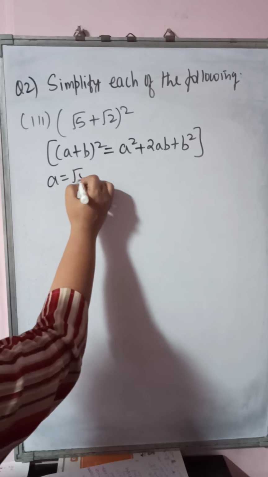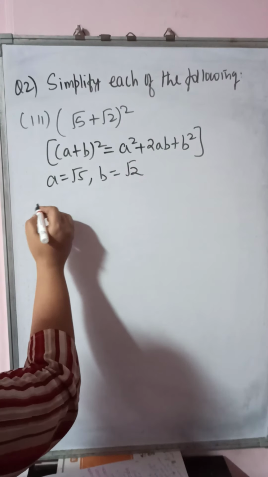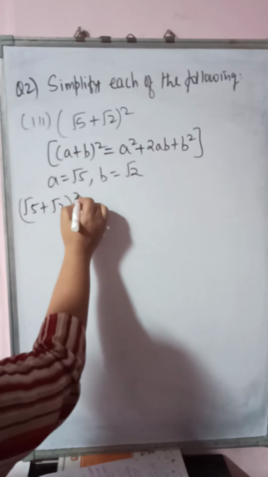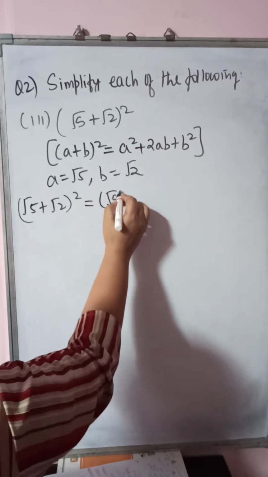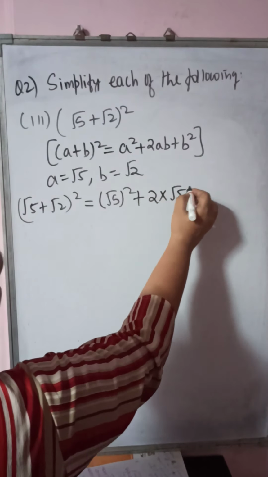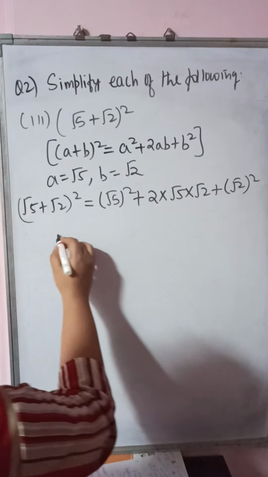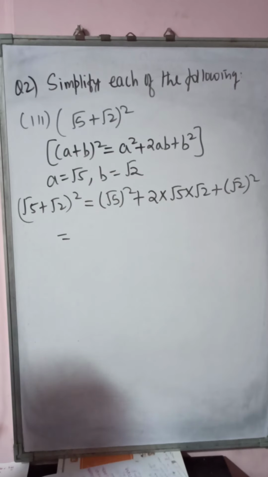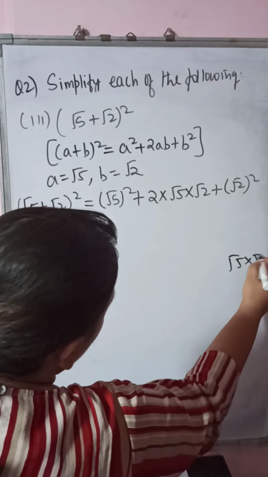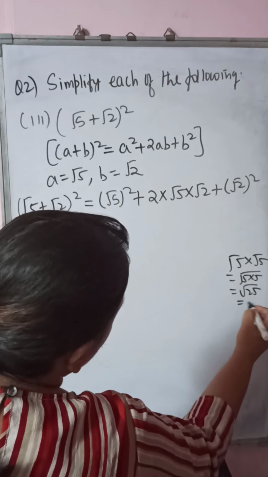A is root 5 and b is root 2. So now expand in this form: root 5 plus root 2 whole square is equal to a square, that is root 5 square, plus 2 into what is a? Root 5. What is b? Root 2. Plus b square, that is root 2 whole square. Now what is root 5 whole square? Root 5 whole square means root 5 into root 5, so root of 5 into 5, so root 25, which is equal to 5.